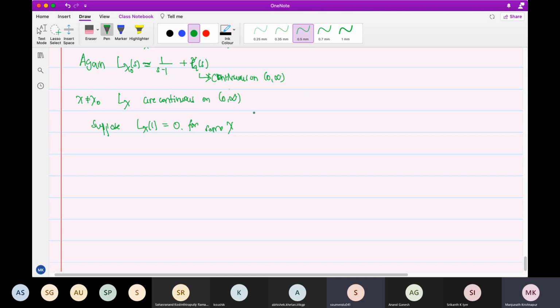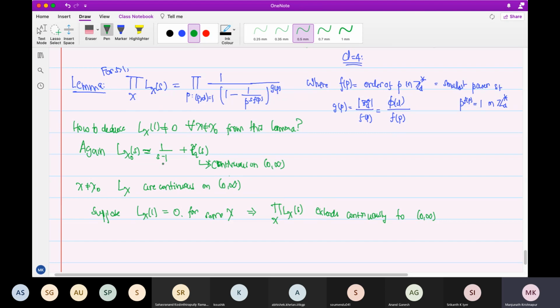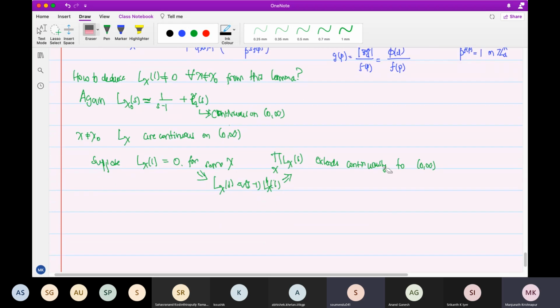So then, what this would imply is that the product extends continuously to 0 to infinity. Okay, because one of them is exploding like 1 over s minus 1. So first of all, this actually implies that L chi of s is like s minus 1 times L chi derivative at 1. And that implies the vanishing is at least of order 1. And that cancels this, and the product will be well defined. So you'll get a continuous function on 0 to infinity, right? The product will be continuous on 0 to infinity.